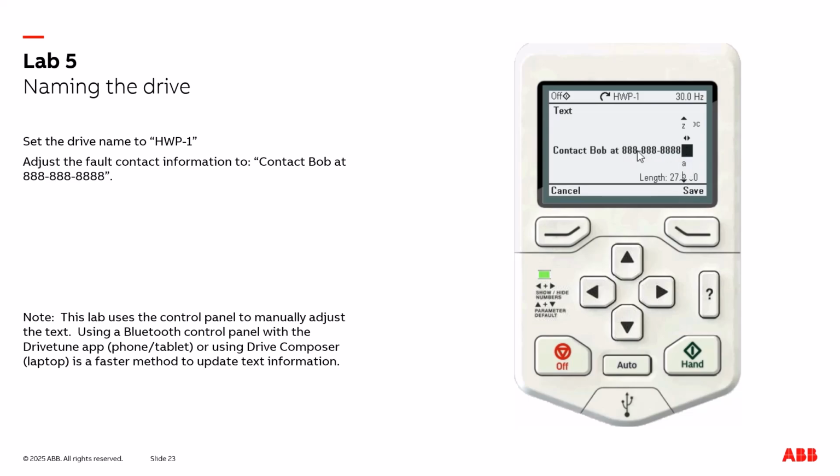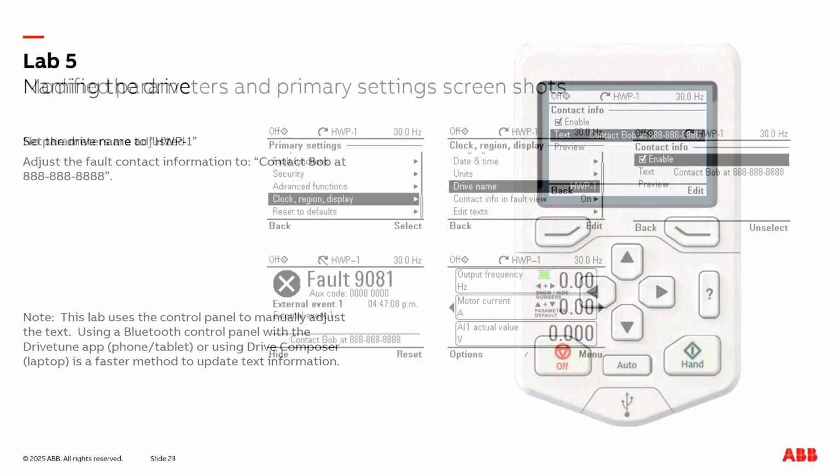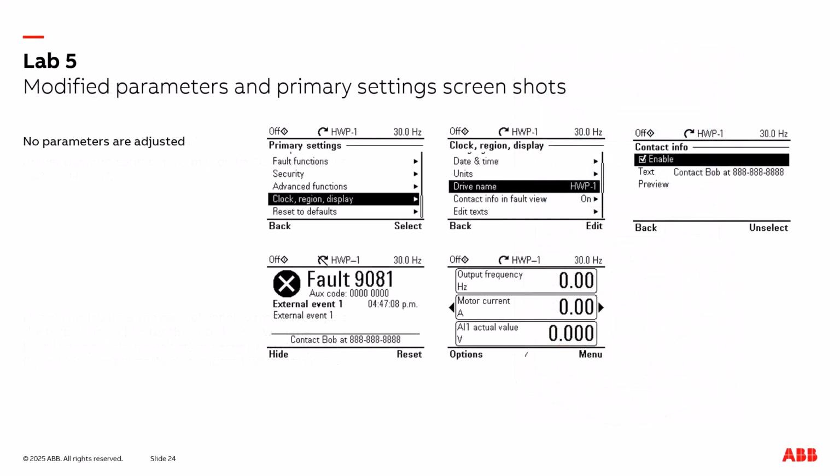Same process as adjusting the drive name to adjust any type of fault contact information you want to enter. And then again, just hit save. And now if the drive were to go into a fault, this is the information that will appear at the bottom of the screen. Now to conclude Lab 5, let's review the modified parameters.